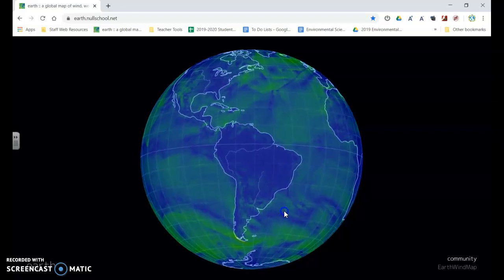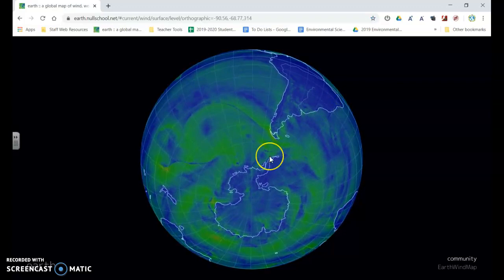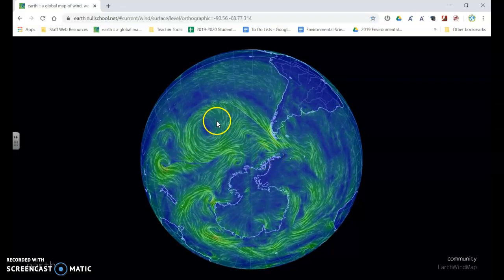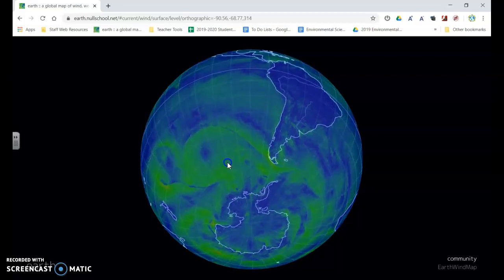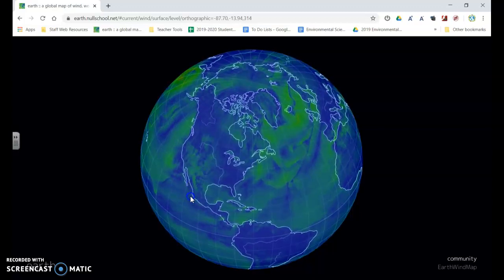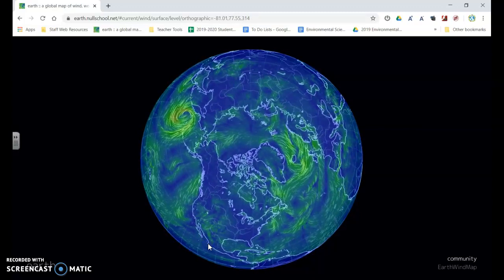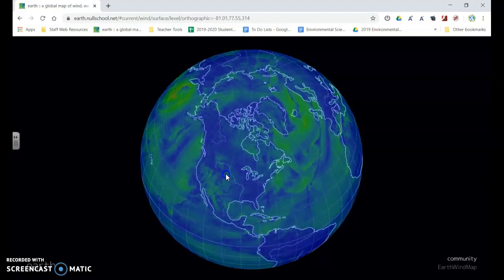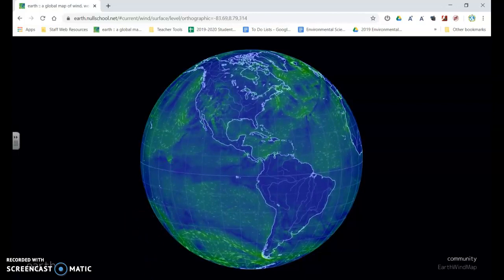It also explains why hurricanes or other major wind currents, this isn't a hurricane, but do you see how it's rotating in one direction down here, and it'll rotate in the opposite direction on the other side? So that's what happens with our air currents.